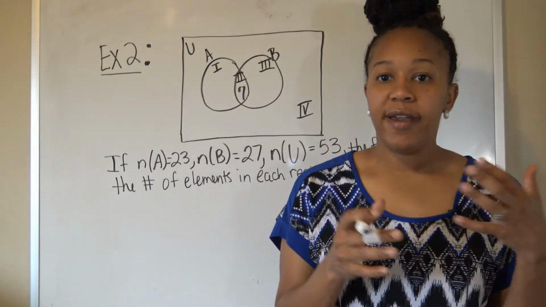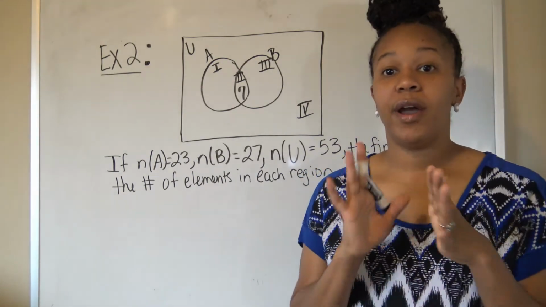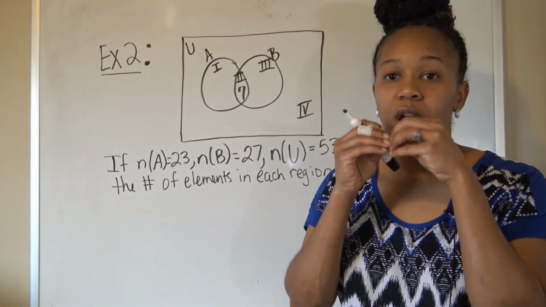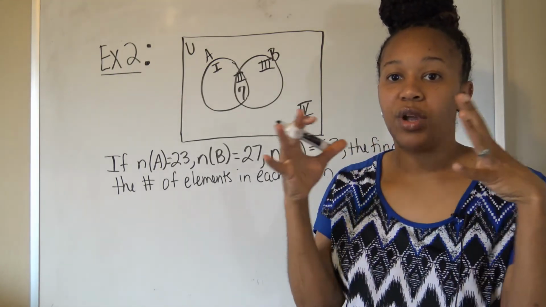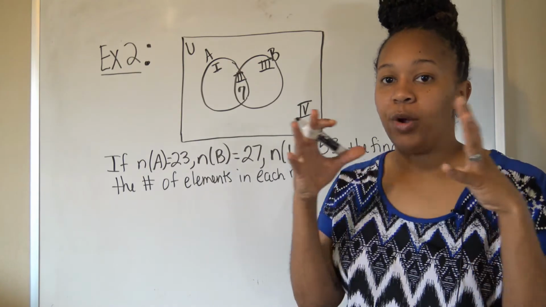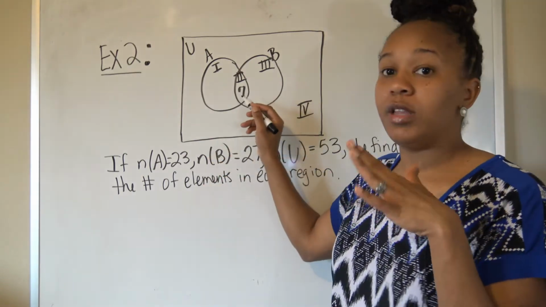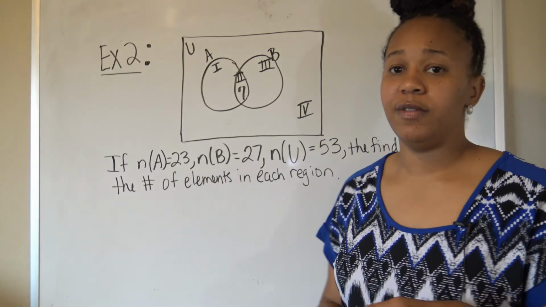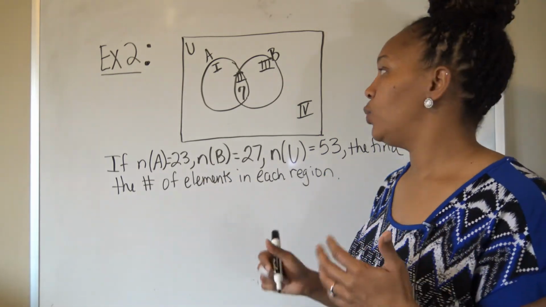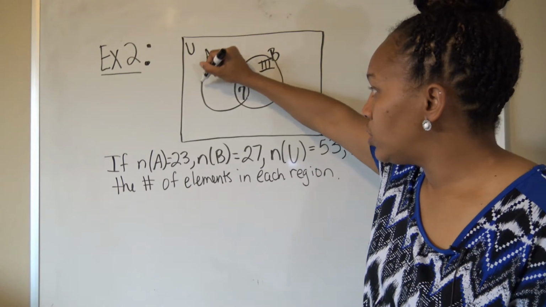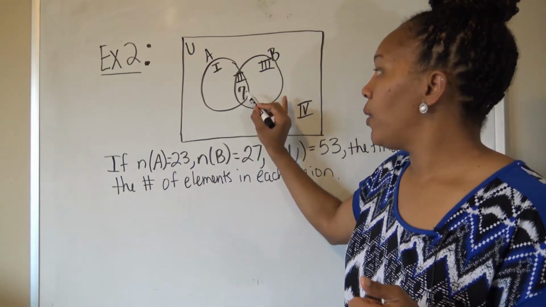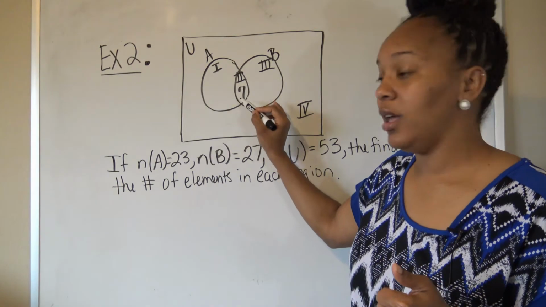Okay. Whenever you are trying to figure out how many elements are in a region, you always want to start from the innermost region and work your way out. So start in the middle and then work your way out. Well, in this case, we already know that the middle is 7. Okay, so then the next piece of information they give us is that the number in A is 23. So that means this whole circle right here should have 23 elements in it. Well, it already has 7 elements in it.